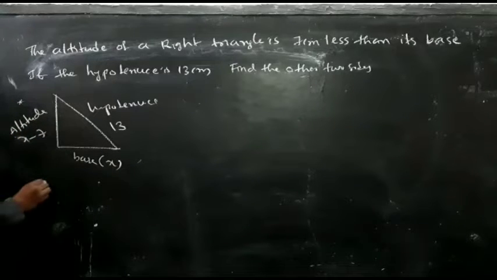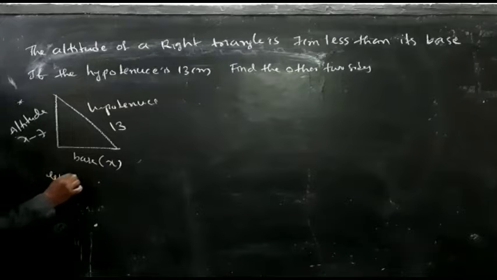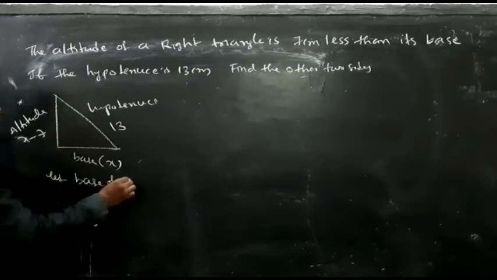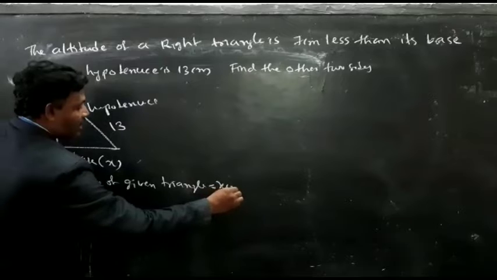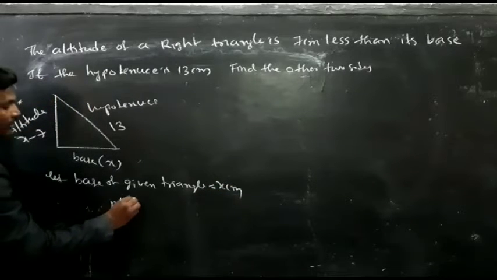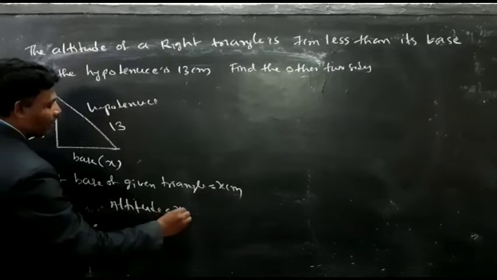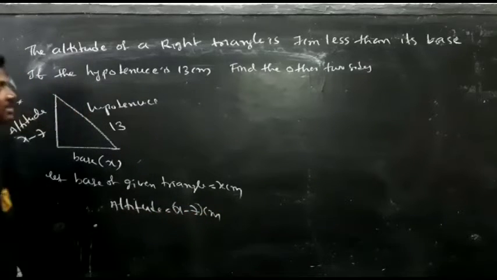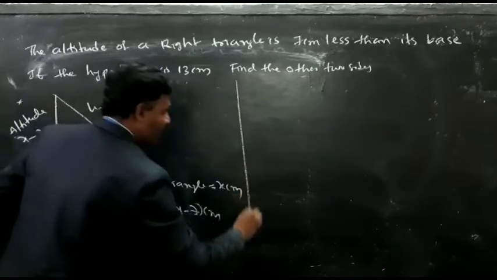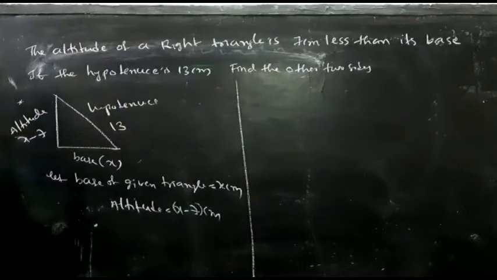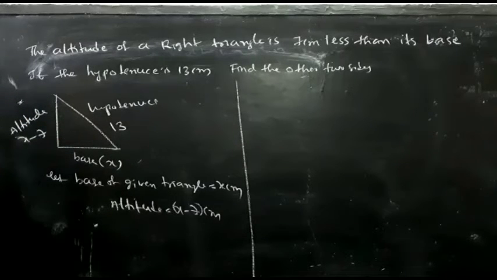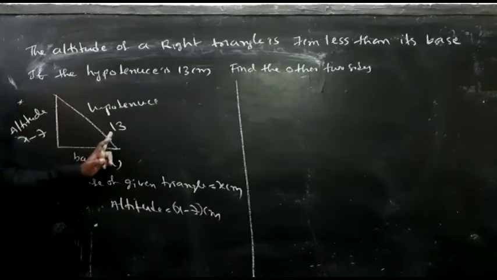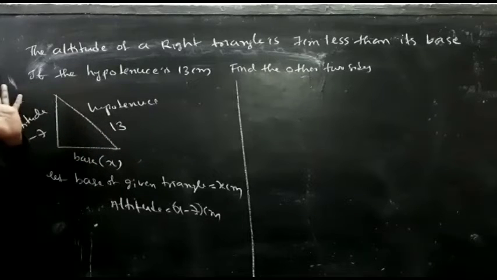Now what we can write here? Let base of given triangle is equal to x centimeters. Then altitude is equal to x minus 7 centimeters. So in a right angle triangle we can use Pythagoras theorem. According to Pythagoras theorem, square of the hypotenuse is equal to sum of the squares of the other two sides. In a right angle triangle, what we can write here? Square of the hypotenuse is equal to sum of the squares of the other two sides.